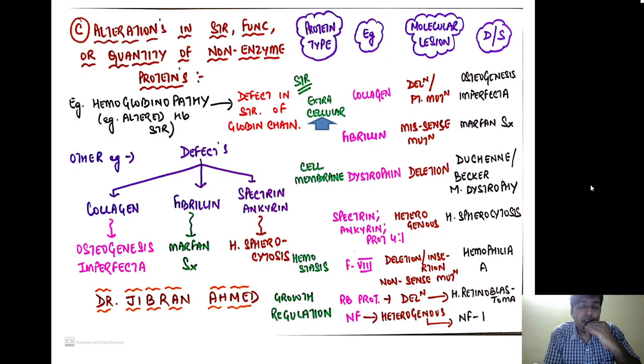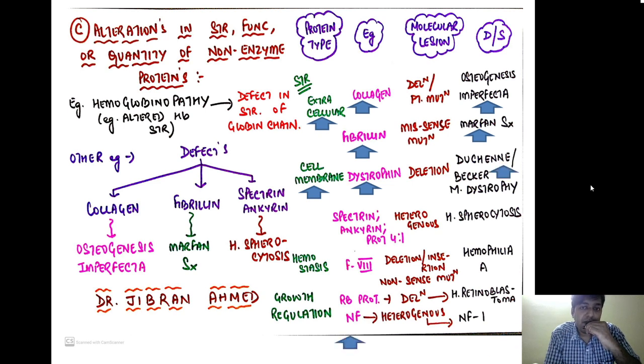Now let us look at the examples. The protein types here are structural proteins and extracellular proteins. For example, collagen can be involved by certain deletions or point mutations in the genes encoding collagen, and that leads to a disorder called osteogenesis imperfecta. Similarly, if there is a defect in the fibrillin gene because of a missense mutation, it can lead to Marfan syndrome. Now, certain structural proteins present in the cell membrane, like dystrophin, if there is a deletion in the gene encoding dystrophin, can lead to Duchenne's or Becker's muscular dystrophy.